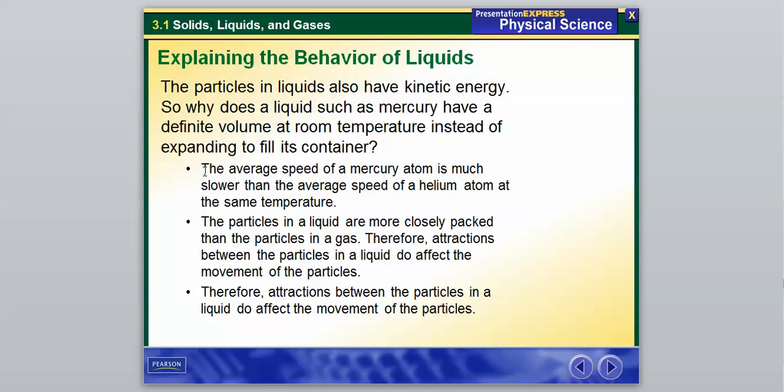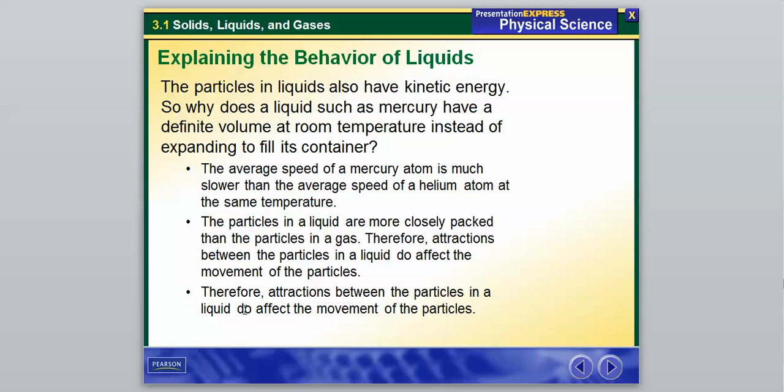So again, this is going back to the fact that liquids are kind of in a random array, but not nearly as random as it is in gases. So because these particles are so close to one another, there is an attraction between them. They're actually bonding to one another. They're actually kind of holding each other in check a little bit. Again, whereas in a gas, they're so far apart and moving so fast that there is no attraction there. Therefore, attractions between the particles in a liquid do affect the movement of the particles.